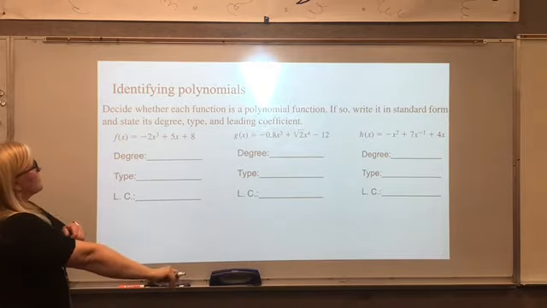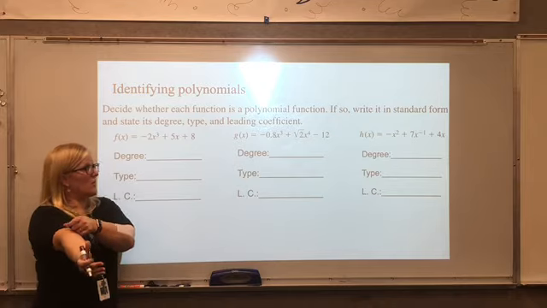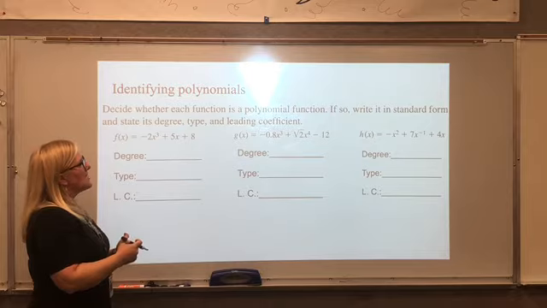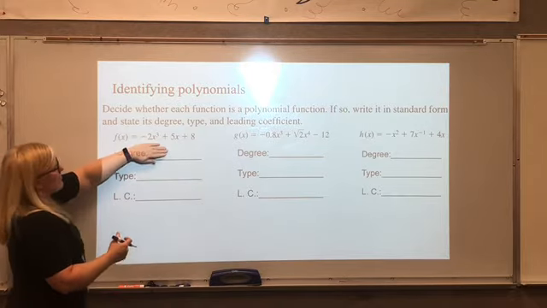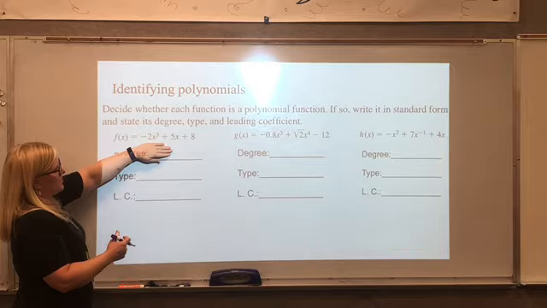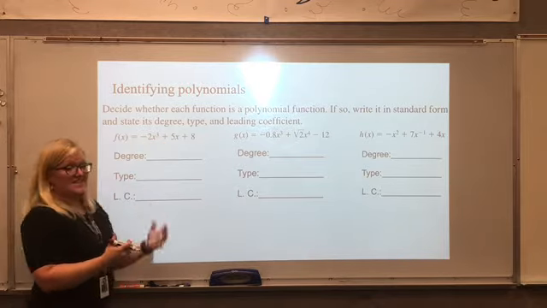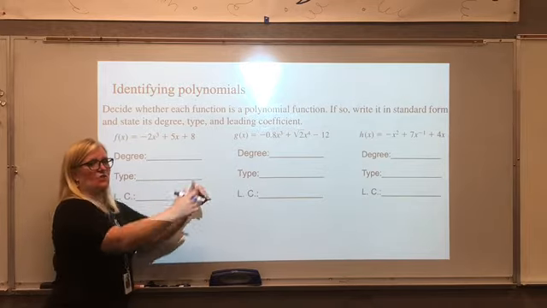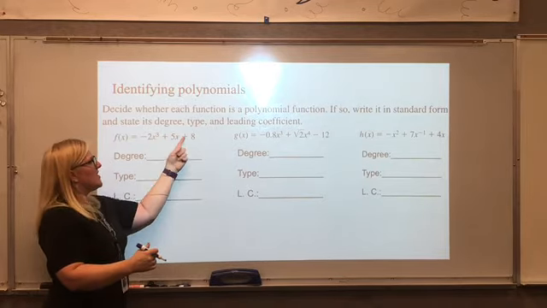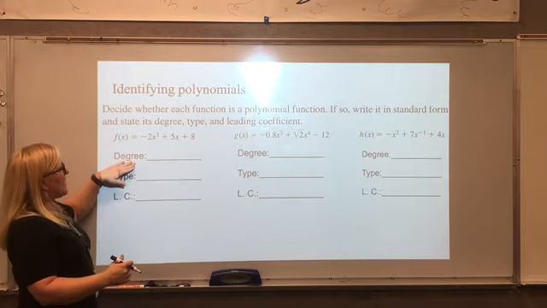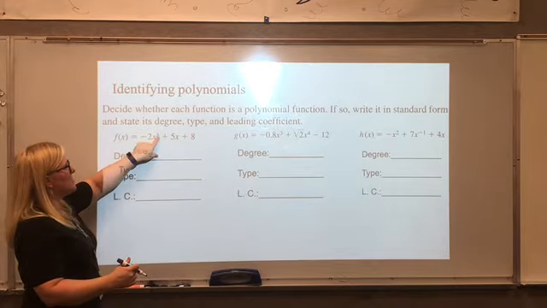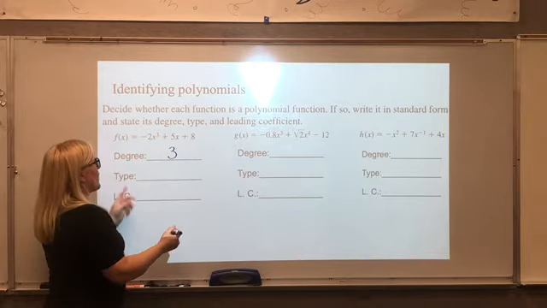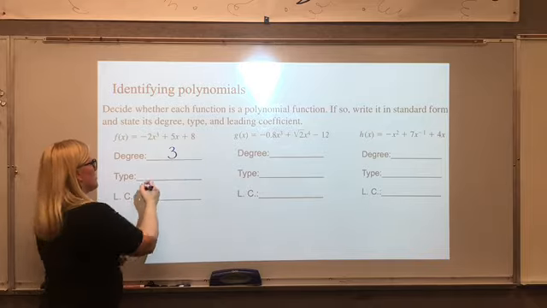Okay, so decide whether each function is a polynomial to even start with. If so, write it in standard form and state its degree, type, and leading coefficient. So here's our first one. We have negative 2x cubed plus 5x plus 8. It's in standard form because my exponents are in descending order. So my highest exponent is 3, this one's 1. So my degree, remember, is the highest exponent, so my degree is 3. And when my degree is 3, the type is cubic.